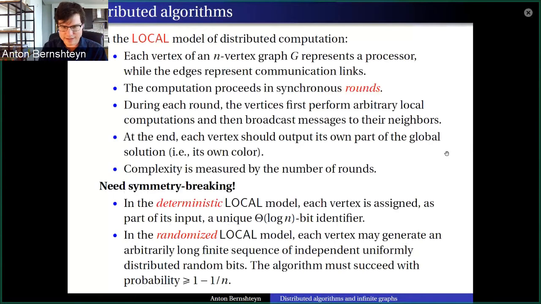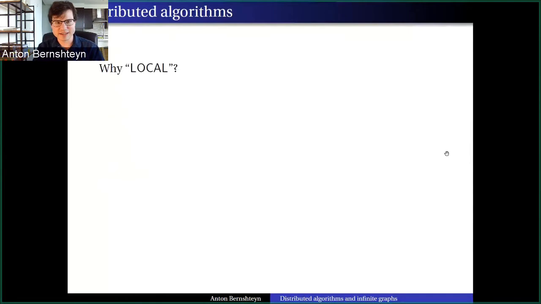Okay. Does this make sense? So let me give you maybe some example. Oh, before doing that, why is this called a local model?